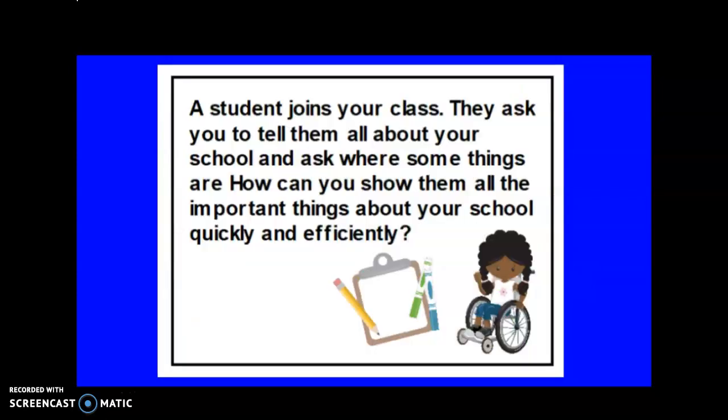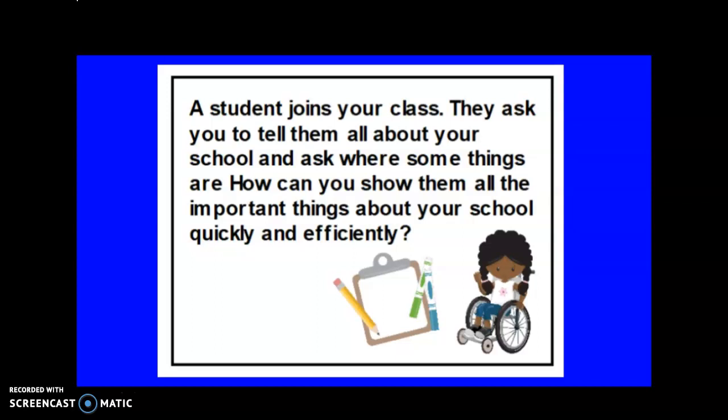So here's our problem today. A student joins your class. They ask you to tell them all about your school and ask where some things are. How can you show them all the important things about your school quickly and efficiently?